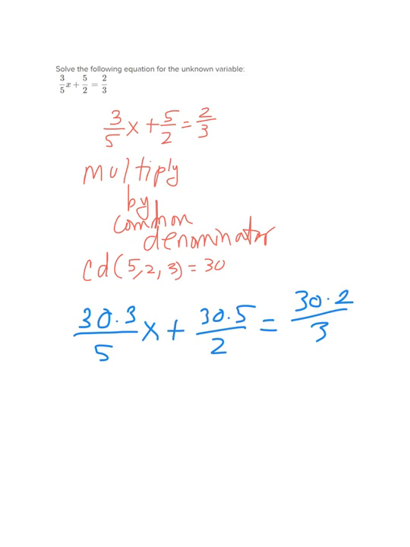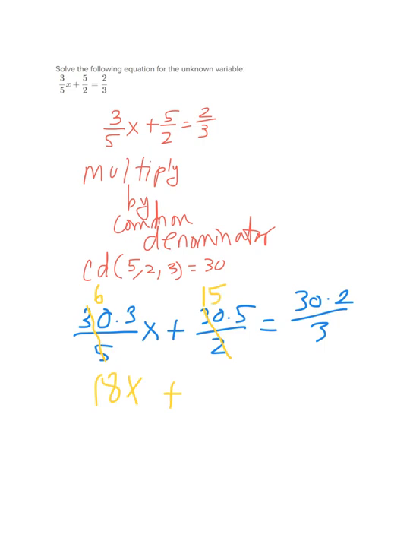Right here, what is 30 divided by 5? 30 divided by 5 is 6. And then we're going to multiply 6 times 3, and we're going to get 18x. See, I bet you're happy with that, aren't you? Because the fraction is now gone. Plus, over here, next, what is 30 divided by 2? 30 divided by 2 is 15. So this much right here equals 15.